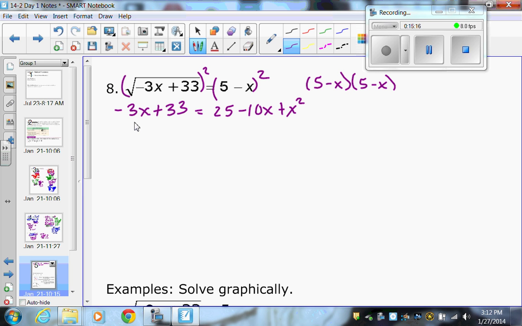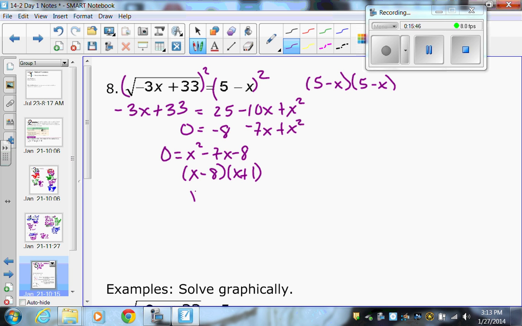So I'm going to get this equal to 0. So I'm going to add the 3x over. So negative 10 plus 3x is going to give me negative 7x. 25 minus 33 is going to give me negative 8. And then I have my x squared. And all I'm going to do now is put this in standard form. Are there two numbers that multiply to be negative 8 and add to be negative 7? And that would be x minus 8 and x plus 1. So this tells me that x equals 8 and x equals negative 1.